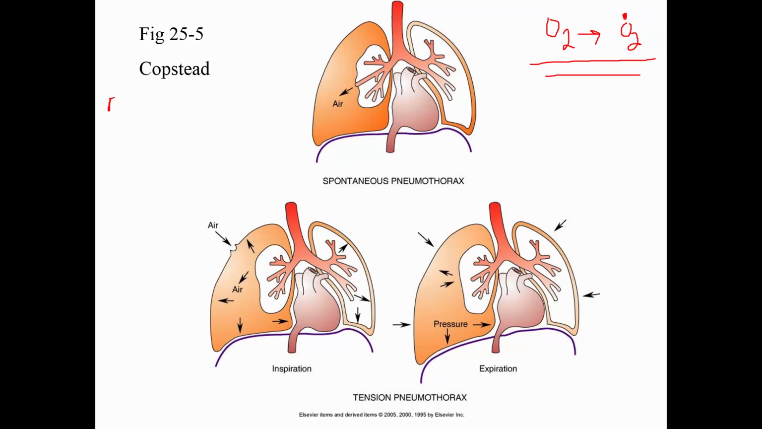Most people have a respiratory exchange ratio or a respiratory quotient on a mixed diet of about 0.8. Now remember, what is this? Well, VCO2 over VO2.